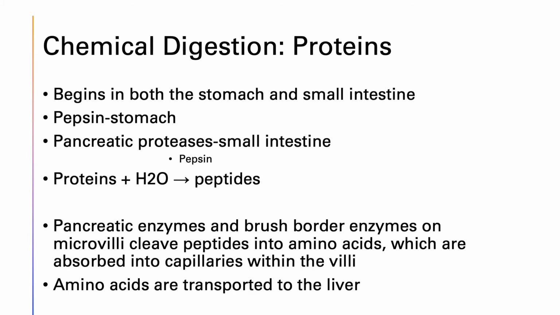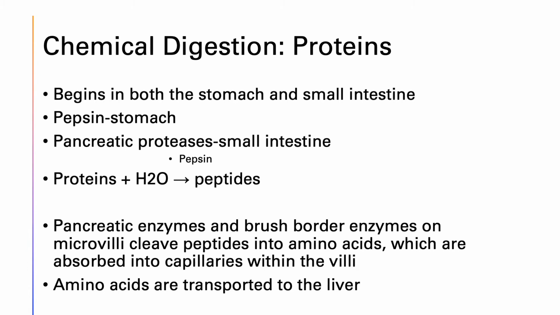The chemical digestion of proteins begins in both the stomach and the small intestine. Pepsin is the enzyme in the stomach that will break down proteins into peptides. And pancreatic proteases are enzymes within the small intestine that will break down proteins. Pancreatic enzymes and brush border enzymes on the microvilli will cleave the peptides into smaller amino acids, which are the individual components of a protein, and then these amino acids will be absorbed into the capillaries within the microvilli of the small intestine.